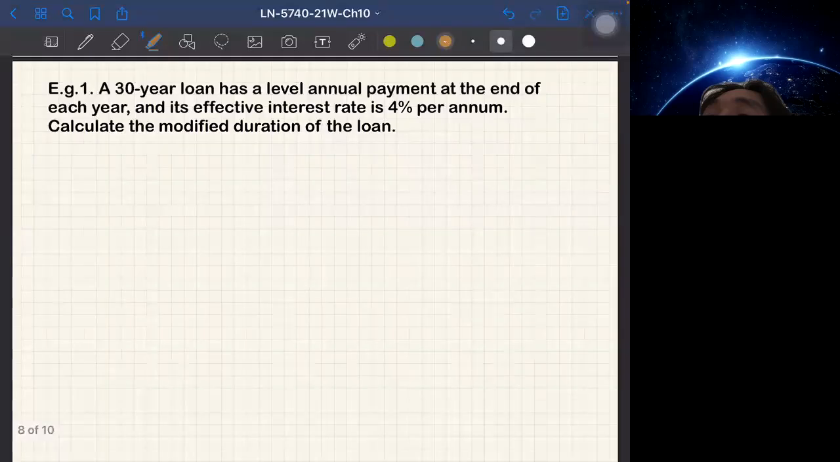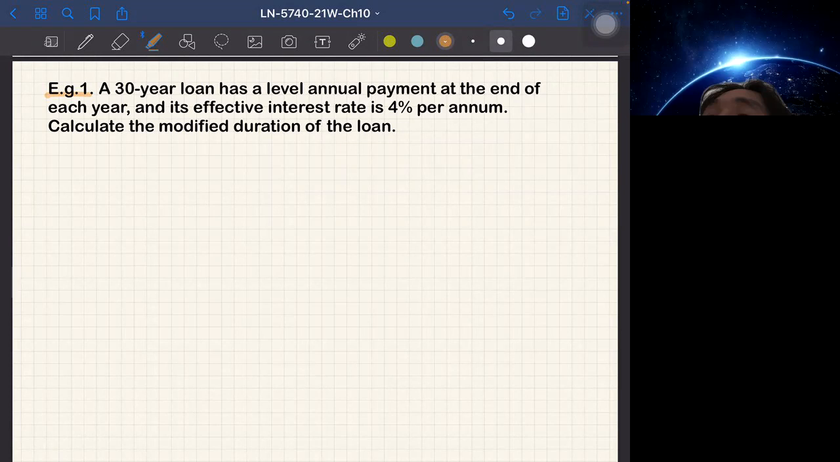Hi, now we have an example for 10-point D, modified duration. Example 1: a 30-year loan has a level annual payment at the end of each year, and its effective interest rate is 4% per annum. So calculate the modified duration of the loan.